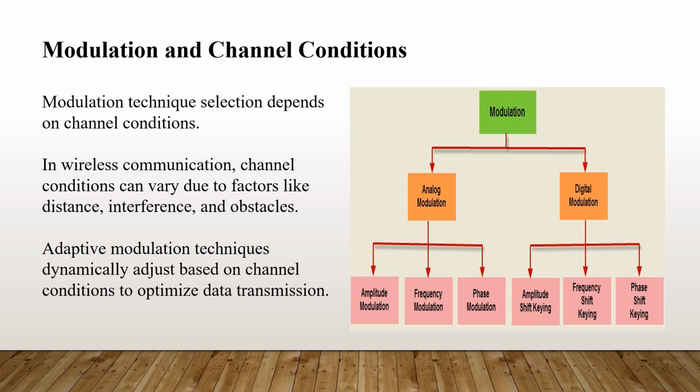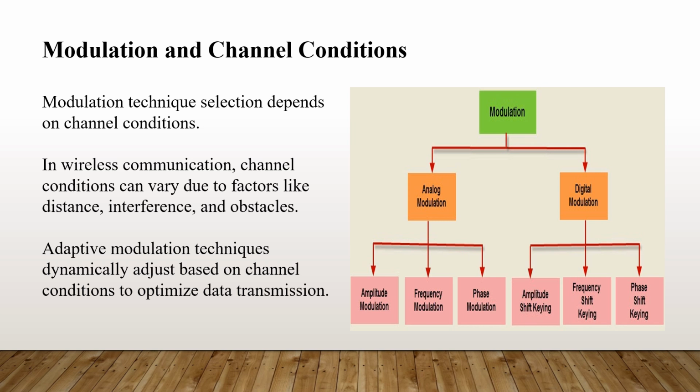Modulation and channel condition. We have two types of modulation: one is analog and the other one is digital. In analog we have amplitude modulation, frequency modulation, phase modulation. In digital we have amplitude shift keying, frequency shift keying and phase shift keying.